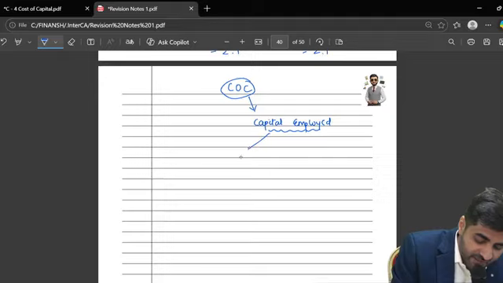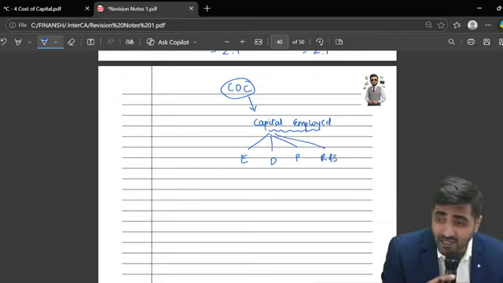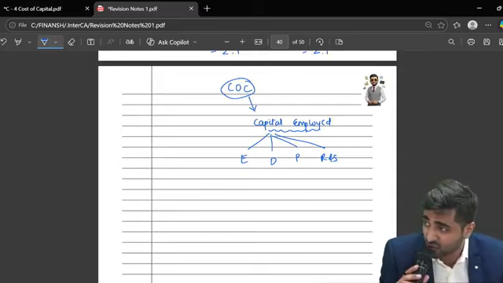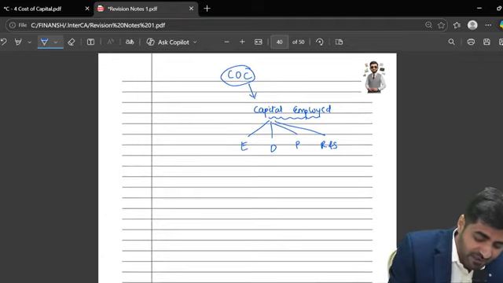Now see. What are the different sources from which we can raise the capital, everyone? Can I say we can raise it by way of equity, then debt, then preference shares, and also reserves and surplus? That can also be one of the sources from which we can do expansion. Come on, yes or no? Yes, sir.